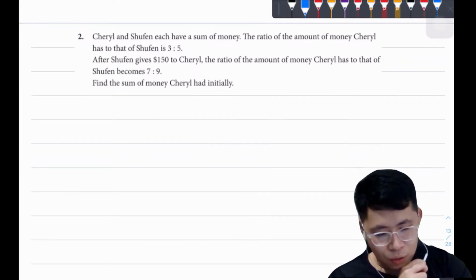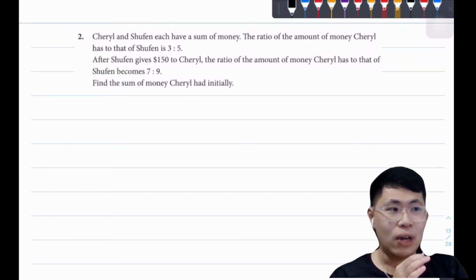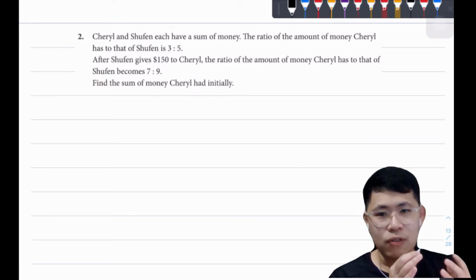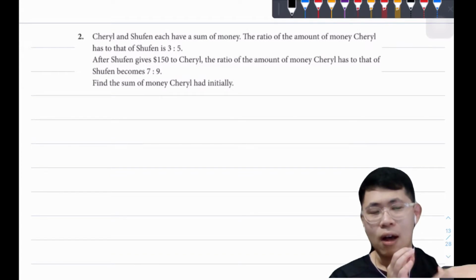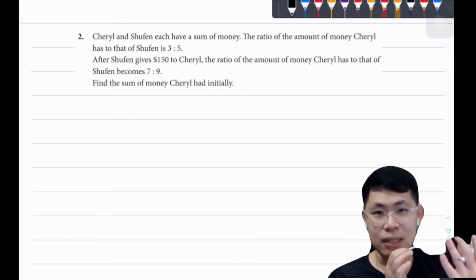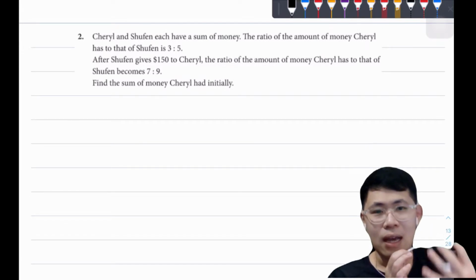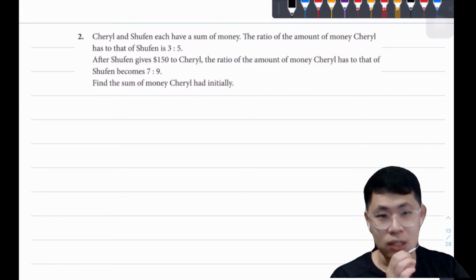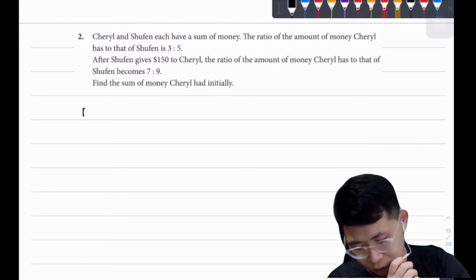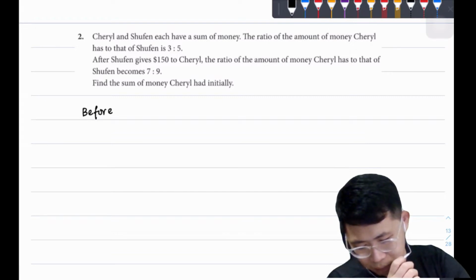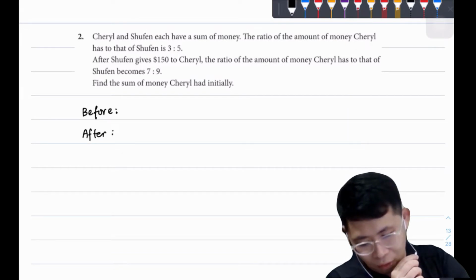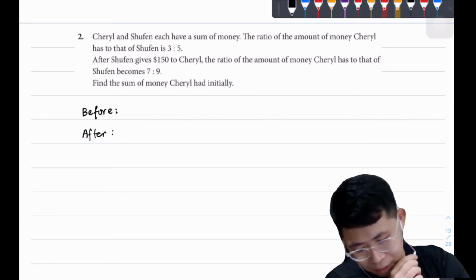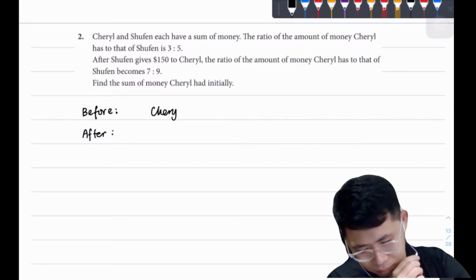Okay, so over here we are looking at a before and after question. Usually for before and after questions, we'll normally look at any differences. We'll try to look for similarities, like the same amount of units, and at the same time we'll look for the differences as well. So let's take a look at the before. Let's model the before, and let's model the after as well. So before, we have Cheryl and Shufen.